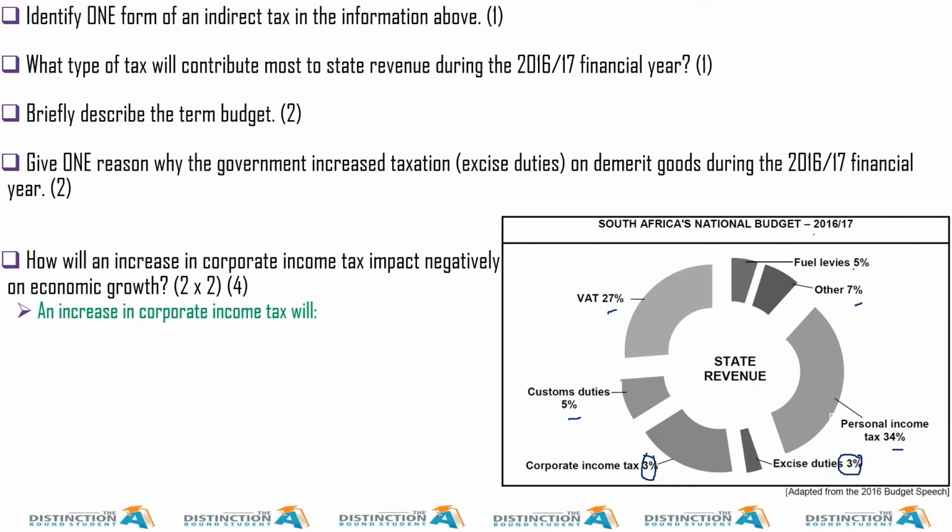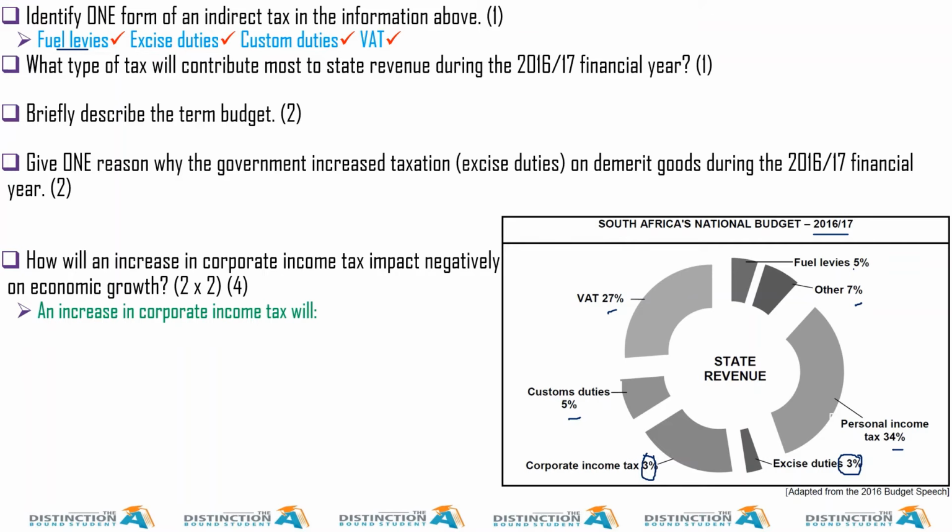Okay, and this one is for 2016-17. I've mentioned already that we call it like this because a fiscal year runs from this year to the next, 1st of April to the 31st of March. Right. Identify one form of an indirect tax in the information above. All right, so I talked about indirect tax before. Like a good one would be, look here, you are not going to pay tax. You are going there to buy some fuel, but as you do, you are contributing to tax, so it's indirect.